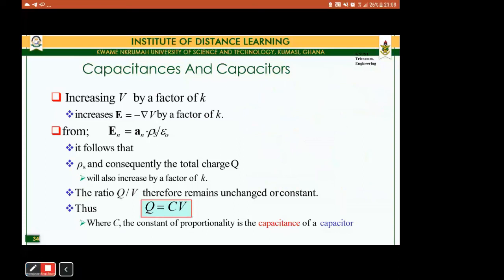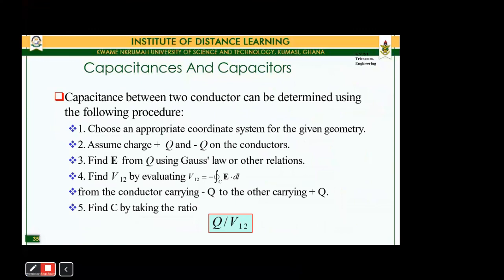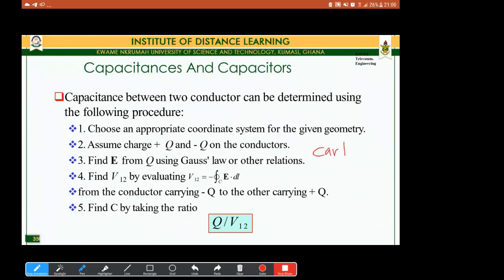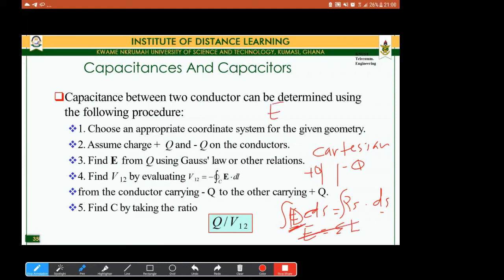So how do you determine the capacitance of a capacitor? First, you choose an appropriate coordinate system, let's say the Cartesian coordinate system. You assume charges plus Q and minus Q on the two conductors. Then we find E from Q using Gauss law or other relations. What is Gauss law? The integral of D dot dS equals the integral of rho s dS. If you find D by this, then you can find E, which is D divided by epsilon. And if you find E, then you can find V.